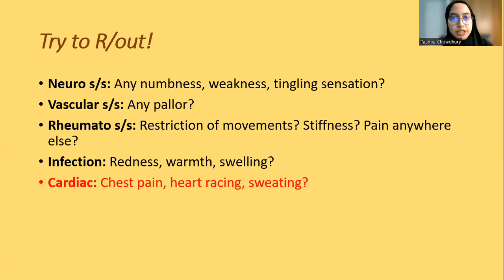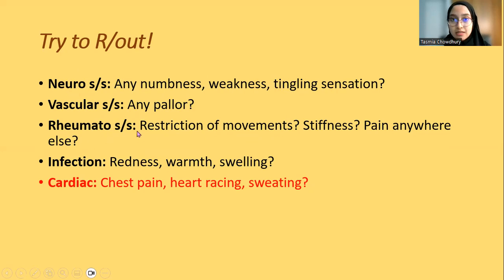So until now, the questions that we were asking can be used in any pain scenario or any scenario. These are helpful for all cases. But now we are asking some focused questions to rule out the differentials that you have in mind. For example, you can ask if there are any neurological signs or symptoms to rule out neurological damage, like is there any numbness, weakness, or tingling sensation in your limbs? You can ask vascular signs and symptoms, like have you noticed any pallor? Then rheumatological signs and symptoms to rule out, like is there any restriction of movement? Is there any stiffness, pain anywhere else?